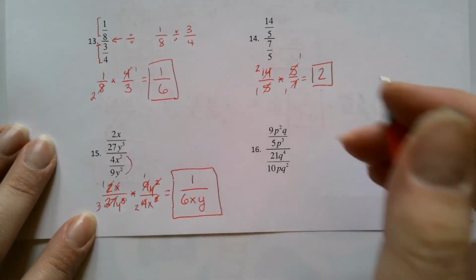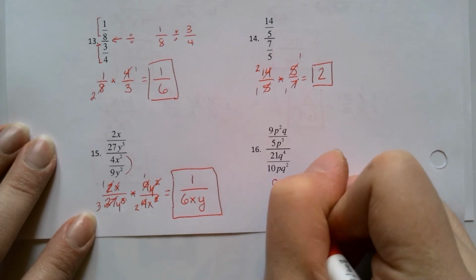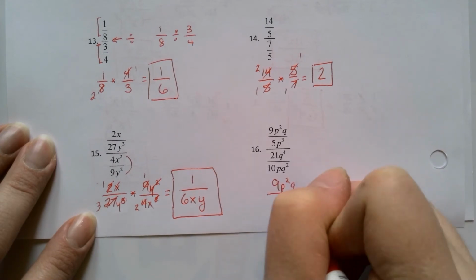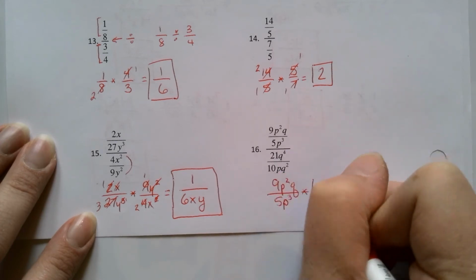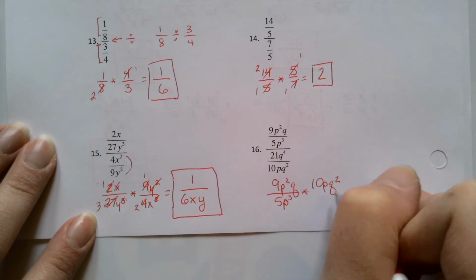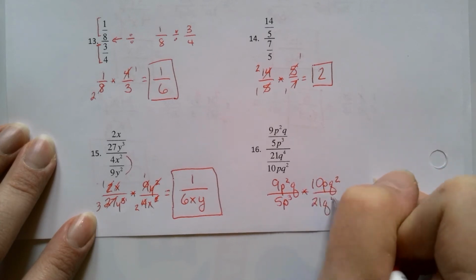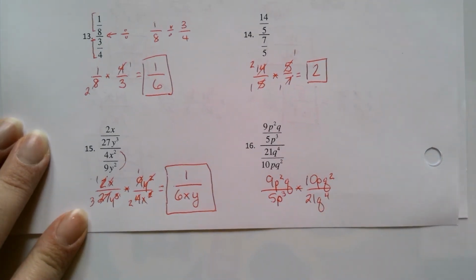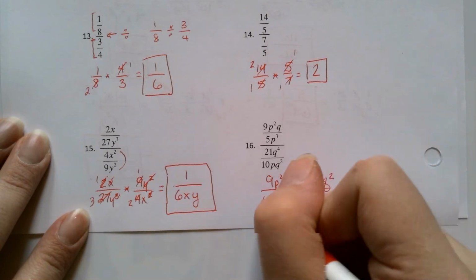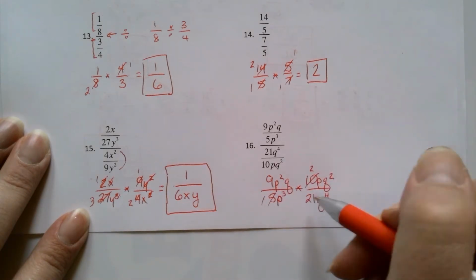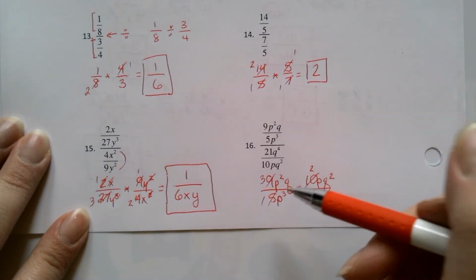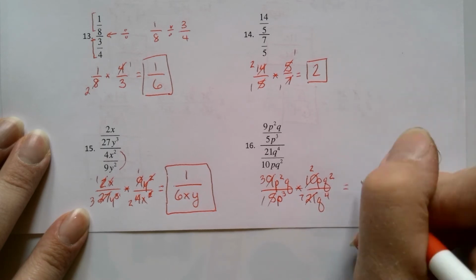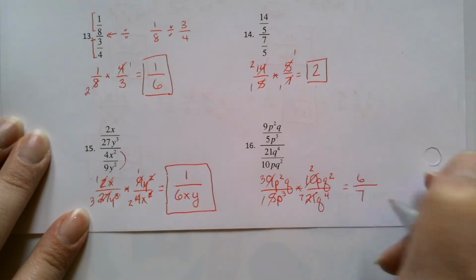Okay, we have one more of these to try, and that will be the 9p squared q over 5p to the third. And I'm going to multiply by the reciprocal, which is 10pq squared over 21q to the fourth. All right, so now that I have that, I'm going to start cleaning it up. The 5 and the 10 reduce, so 1 and 2. The 9 and the 21 reduce, so 3 and 7. And then I'm going to double check that there's nothing else reducing, so number-wise, I'm left with 6/7. Those are my numbers.